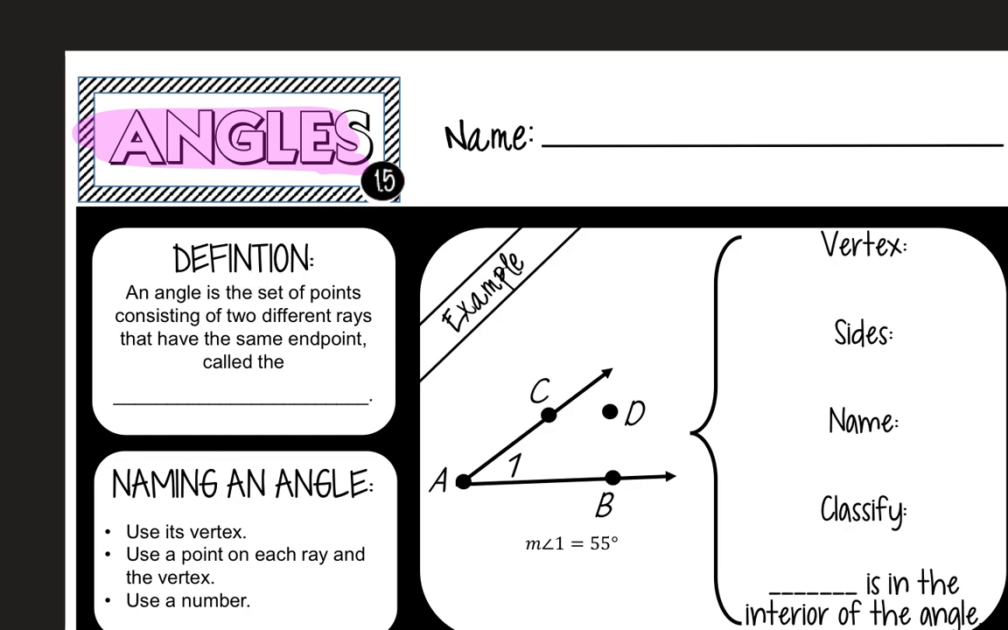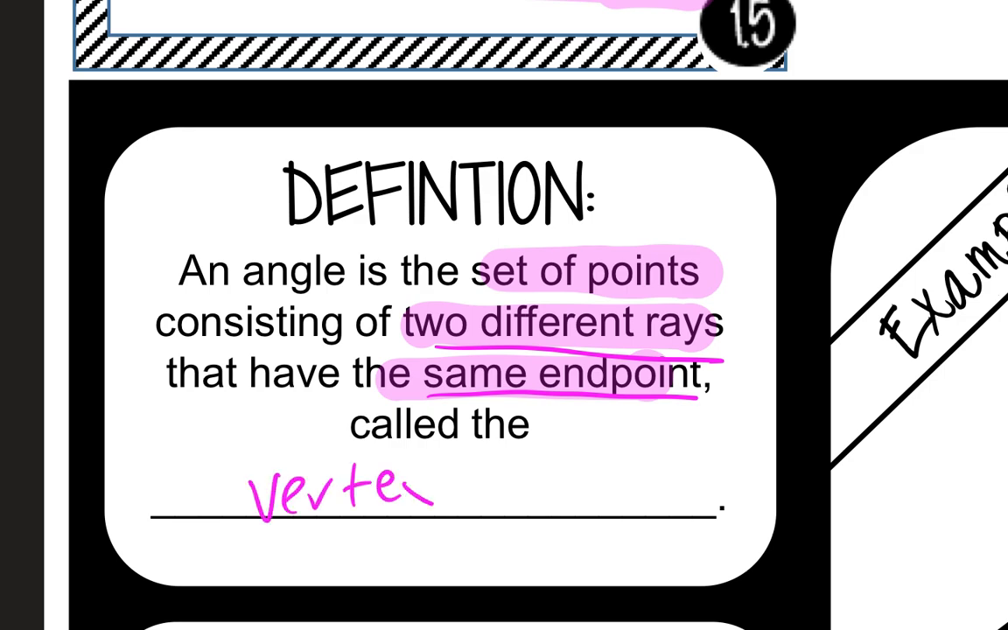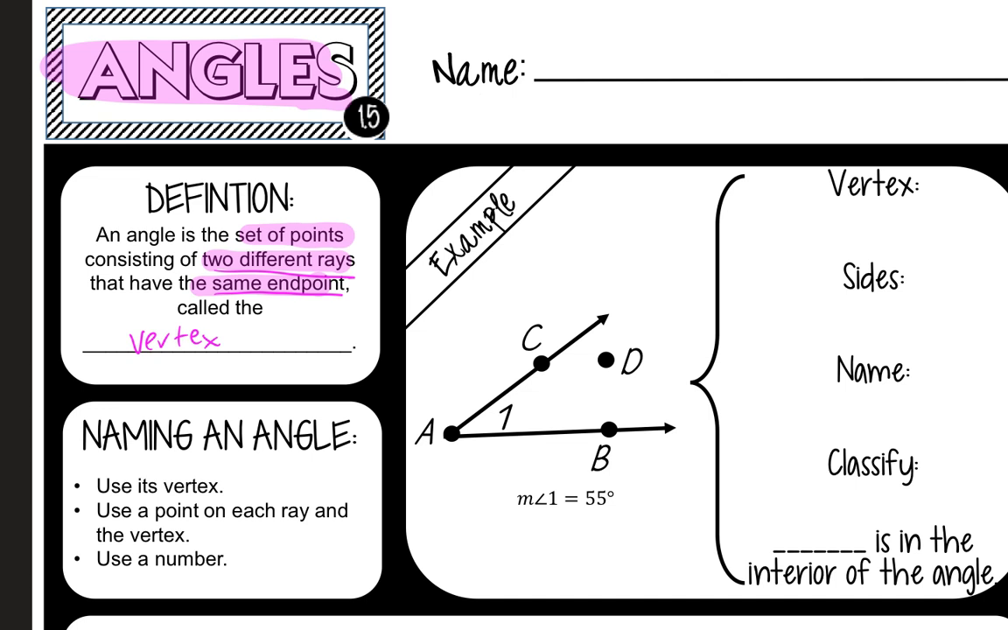An angle is a set of points consisting of two different rays that have the same endpoint. So two different rays with the same endpoint called the vertex. So that center is called the vertex.